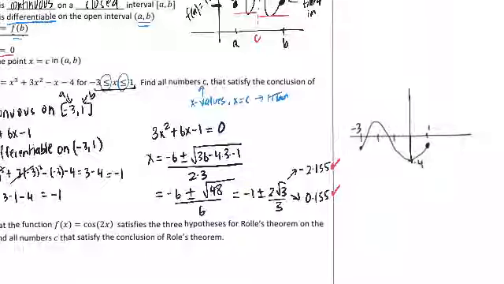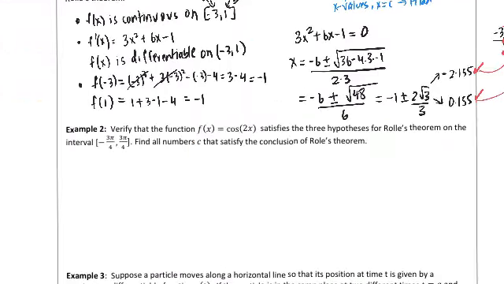So this is the start of the interval, this is the end of the interval, the y values at the two ends are the same, and the horizontal tangent lines that we found are right here at x equals negative 2.155, that would be that one, and another horizontal tangent line, it's right around there, which is x equals 0.155. Okay, let's take a look at the next example.